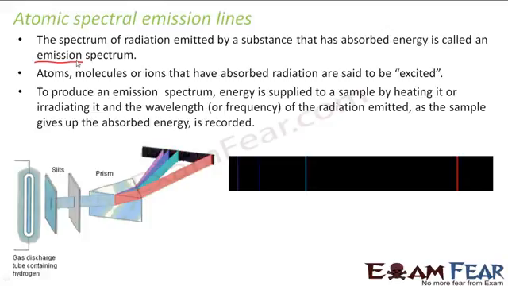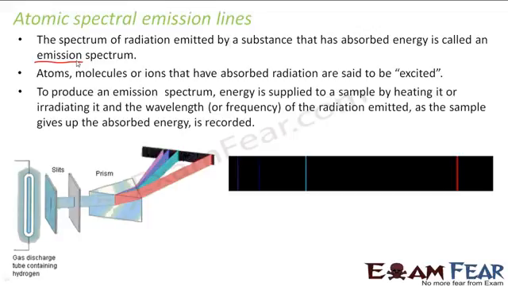To produce an emission spectrum, energy is supplied to a sample by heating it or irradiating it, and the wavelength of the radiation emitted as the sample gives up the absorbed energy is recorded. Right? So how do we produce this emission spectrum? As I mentioned, for this we will have to supply some additional energy. We can apply this additional energy either by heating that object, giving heat energy, or by giving some radiation on that object. So there are different ways by which we can supply this additional energy. Now that substance will absorb this additional energy and it will emit the emission spectrum.